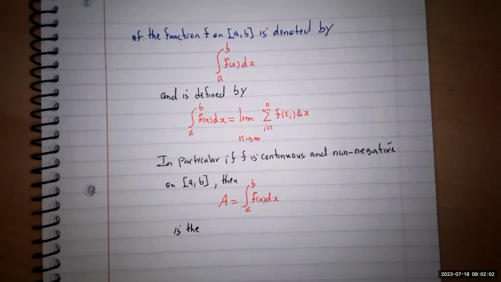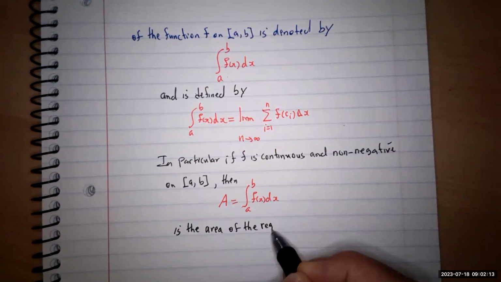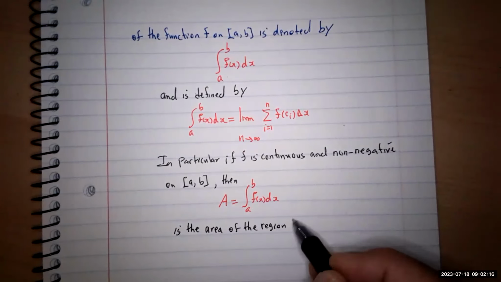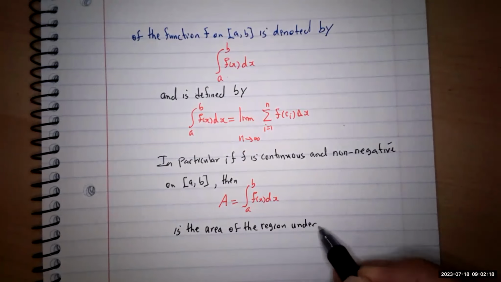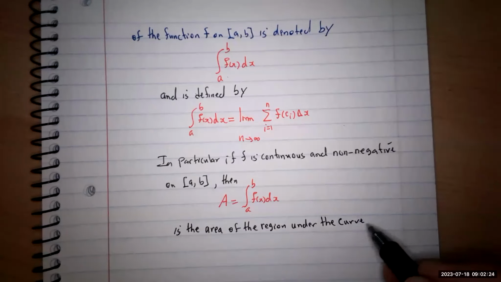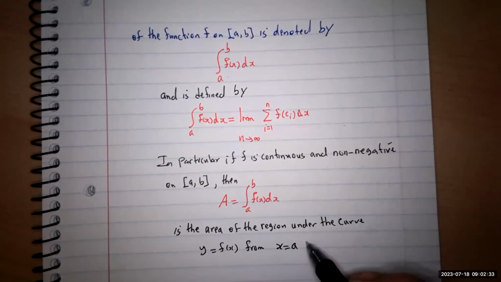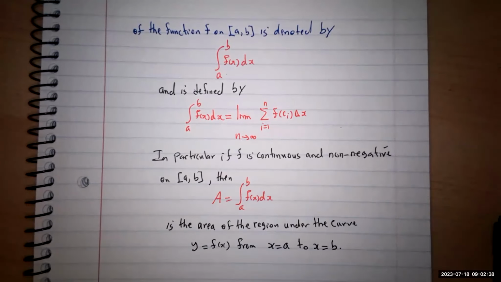Is going to be the area, okay, the area of the region under the curve, the curve y equal to f of x from x equal to a to x equal to b. You see, nicely we introduce a new mathematical machine, if you like.